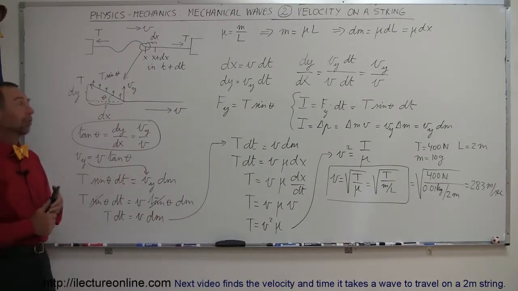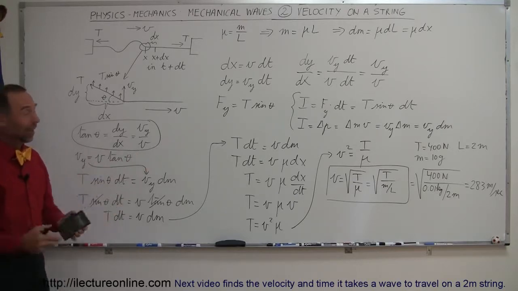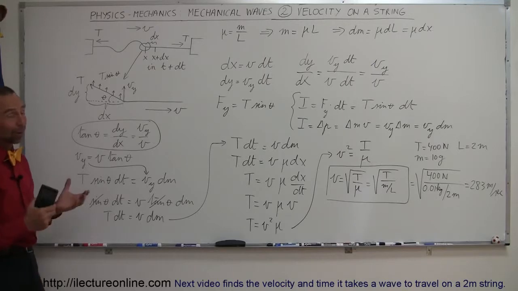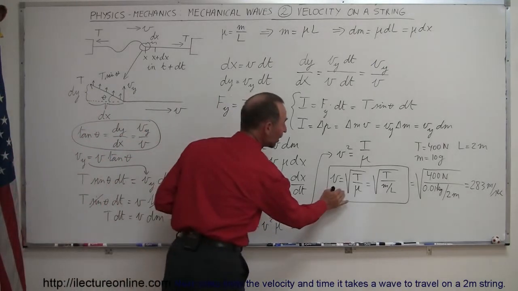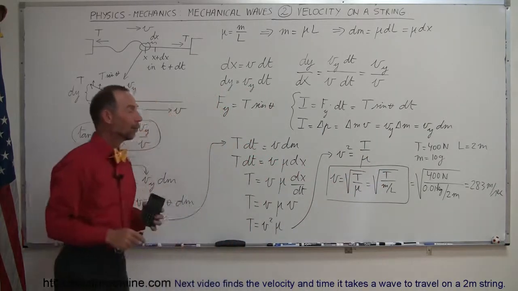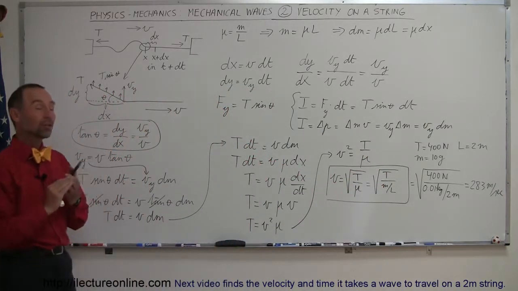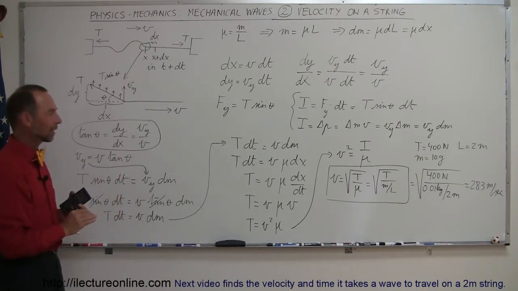Now, for most of us, we don't really care how we got to that result. It's kind of nice to see how it's done, and some of us, I guess, are required to figure that out. But once you have this equation, then it's really simple to find the velocity of any wave on any string, as long as we know the tension and the mass per unit length. And we'll show a few more examples of that in the next few videos.